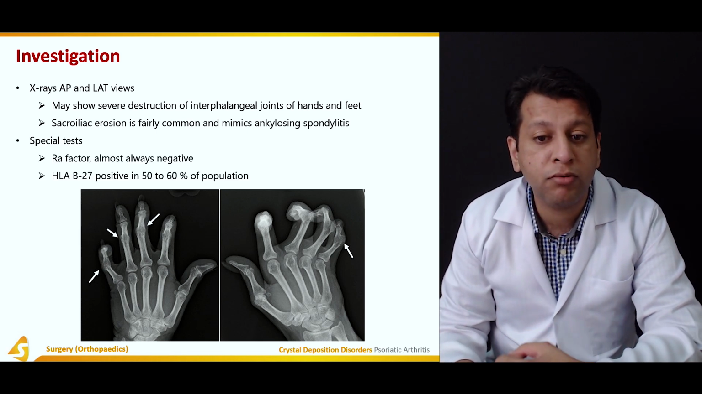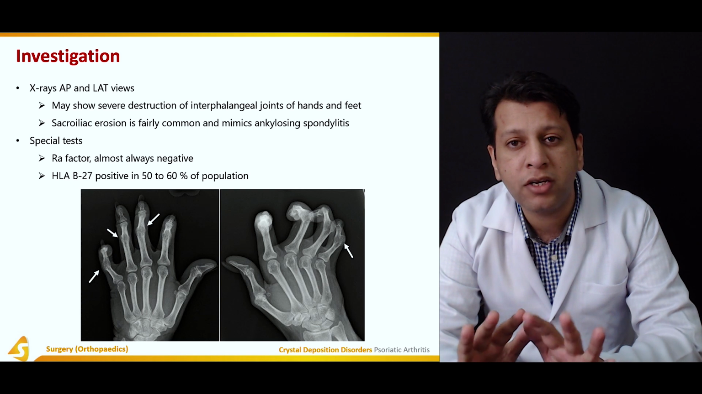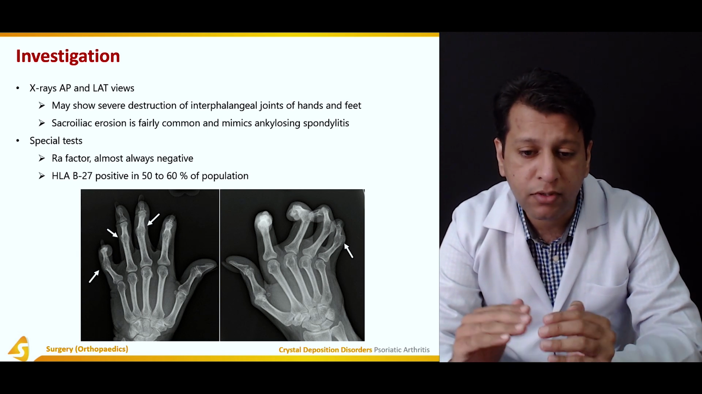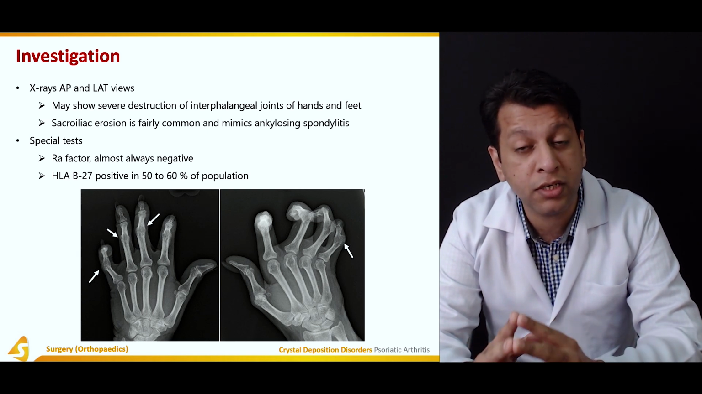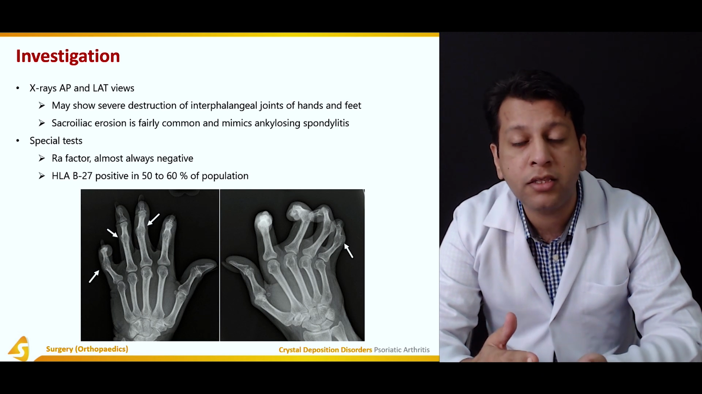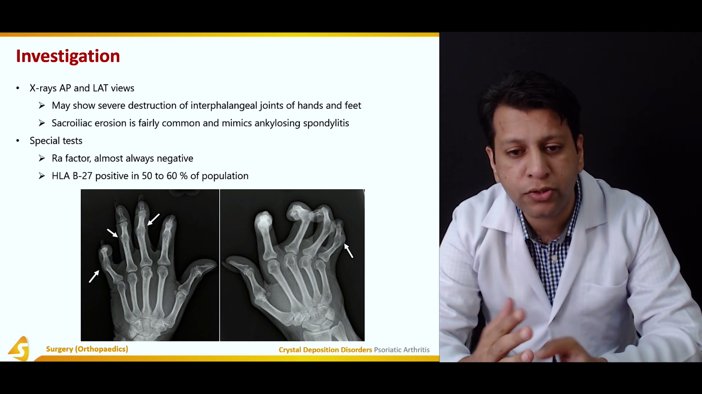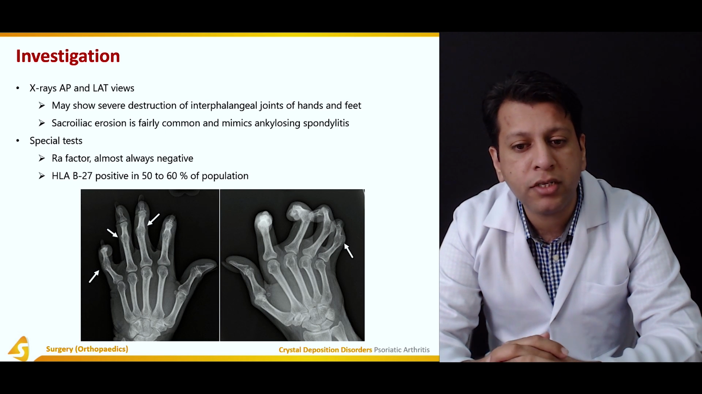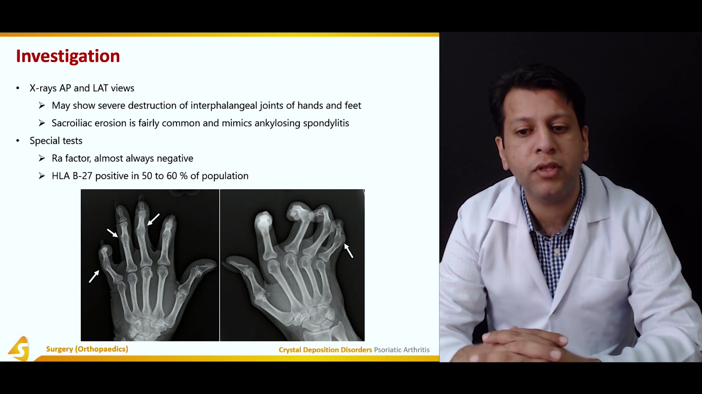Now, the special tests would include RA factor, which is almost always negative. And why do we need to get it? Because rheumatoid arthritis also affects the small joints of the hand. So once we are making the differentials, we need to differentiate psoriatic arthritis from rheumatoid arthritis and osteoarthritis. Then HLA-B27 would be positive in 50 to 60% of the population.